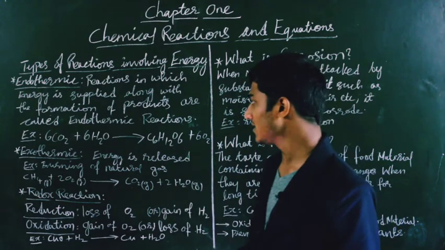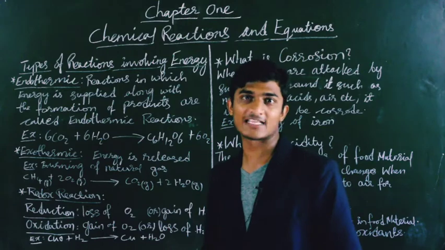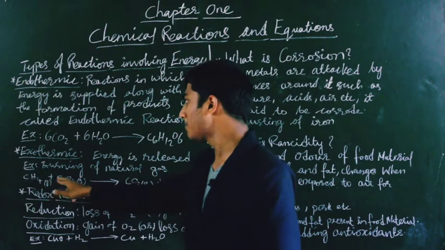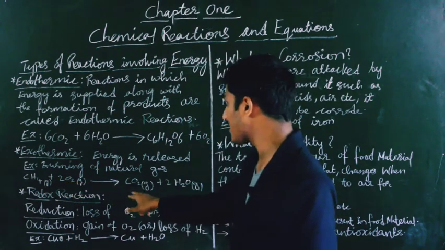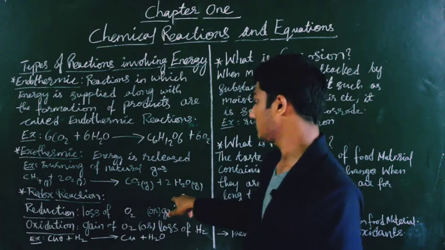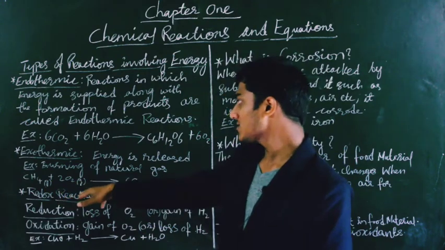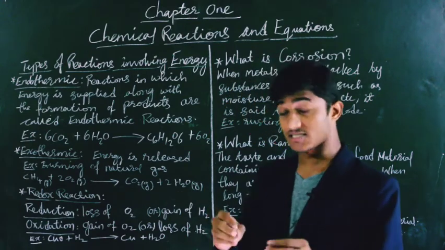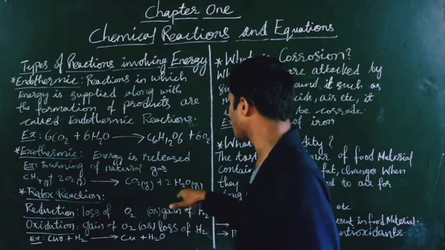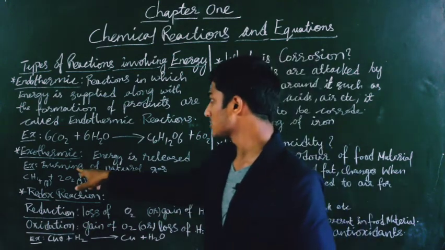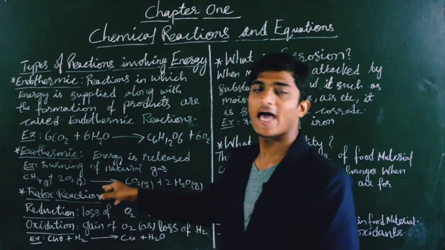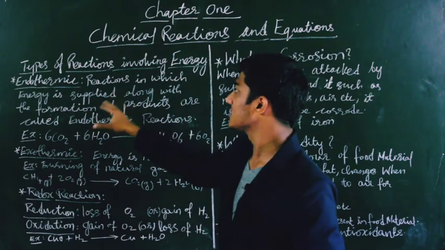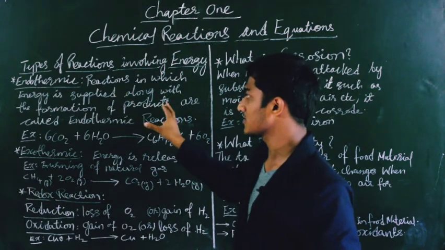We'll understand it a little better with an example. Burning of natural gases. Let us take an example of methane. CH4 gas combines with oxygen in order to form carbon dioxide and water, releasing energy. So this process is known as an exothermic reaction, that is, energy is released during the formation of products. In an endothermic reaction, energy is supplied during the formation of products.